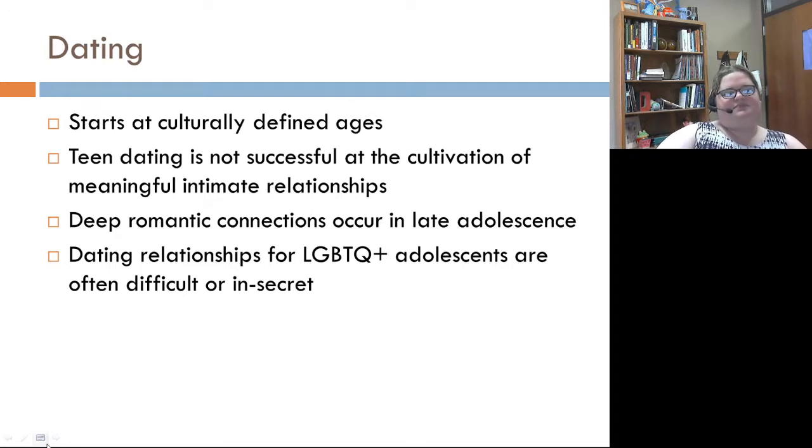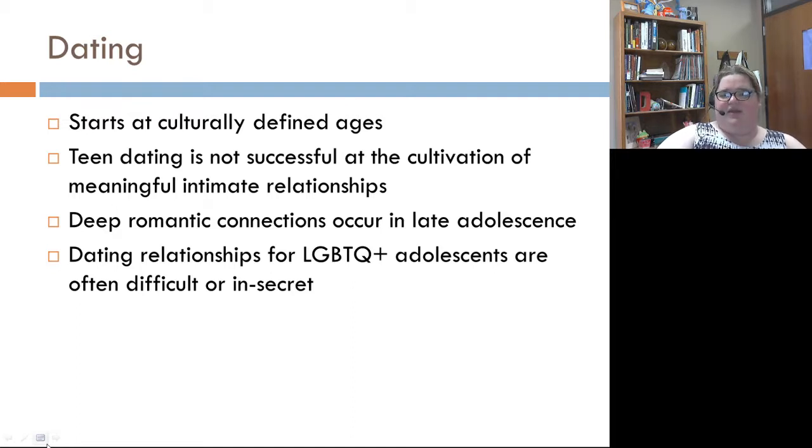The sad thing is, teen dating is not successful at the cultivation of meaningful, intimate relationships. I wonder why. Well, it's because meaningful, intimate relationships involve talking about meaningful things. And I think when you're really young like that, it's hard to talk about meaningful things because you're not quite there yet. And that really applies mostly to early and middle adolescence when you're still developing that more abstract thinking.